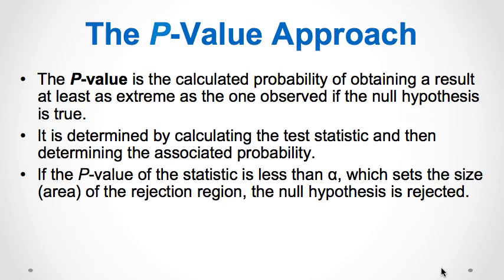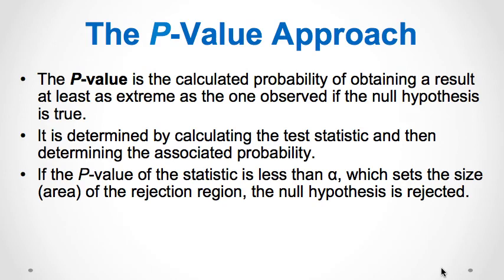The p-value is the calculated probability of getting a test statistic at least as extreme as the one observed if the null hypothesis is true. It is determined by calculating the test statistic using the z-score formula and then determining the associated probability.